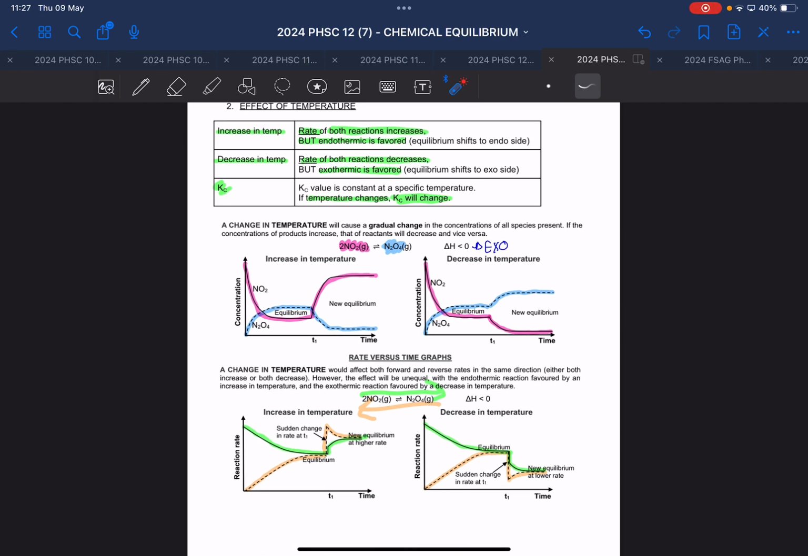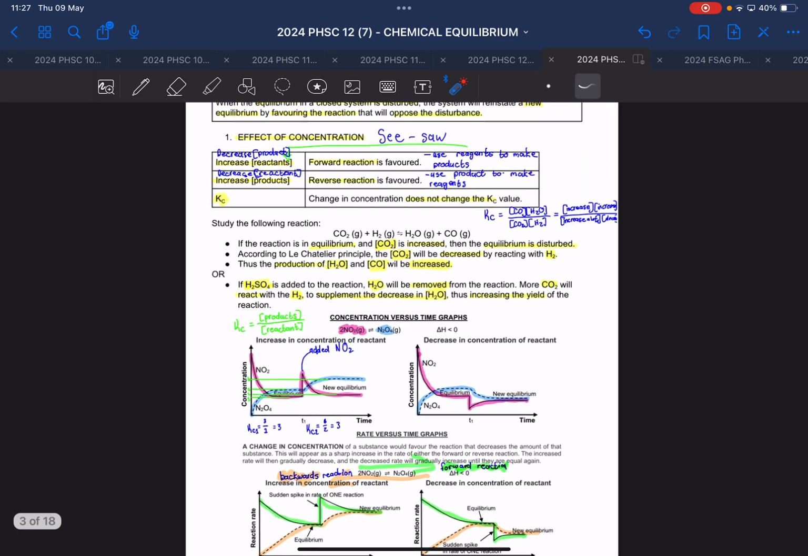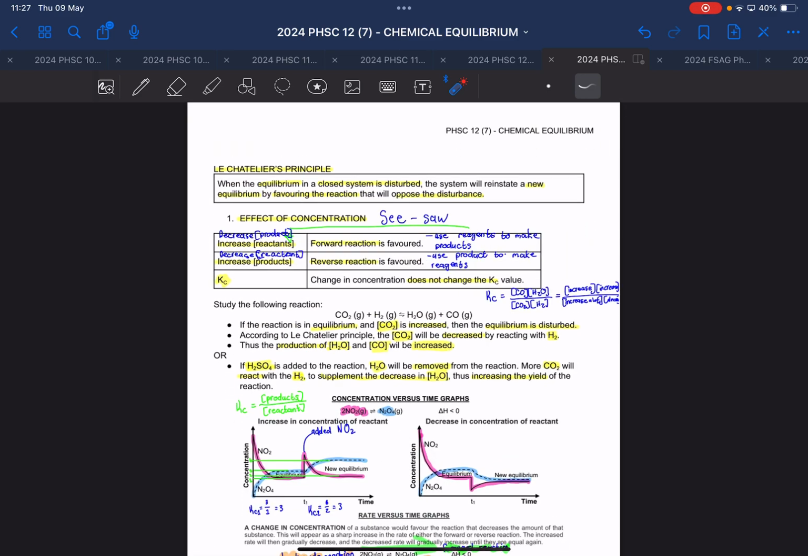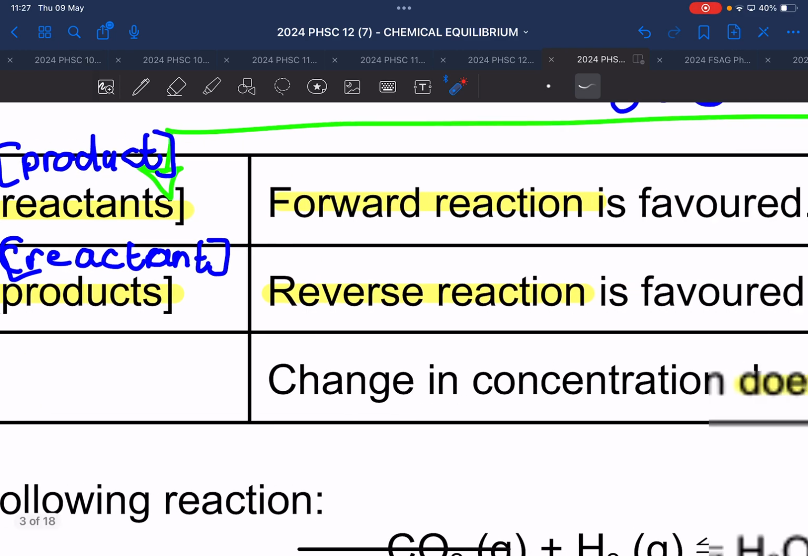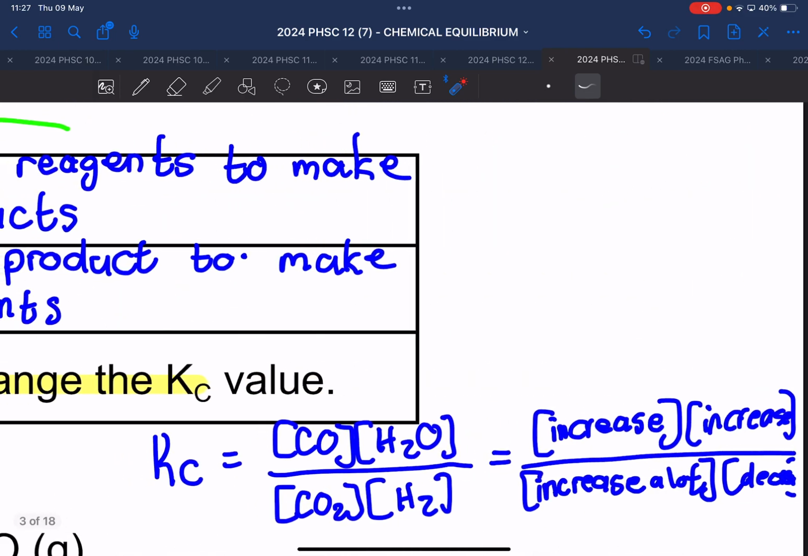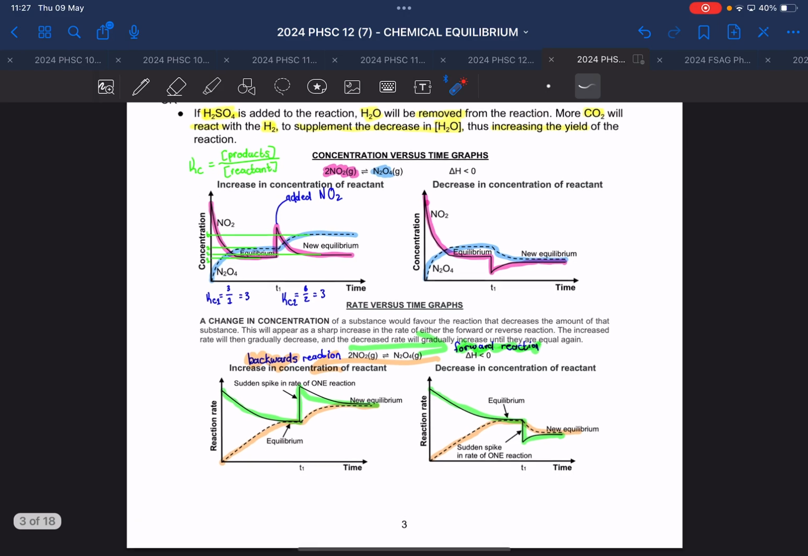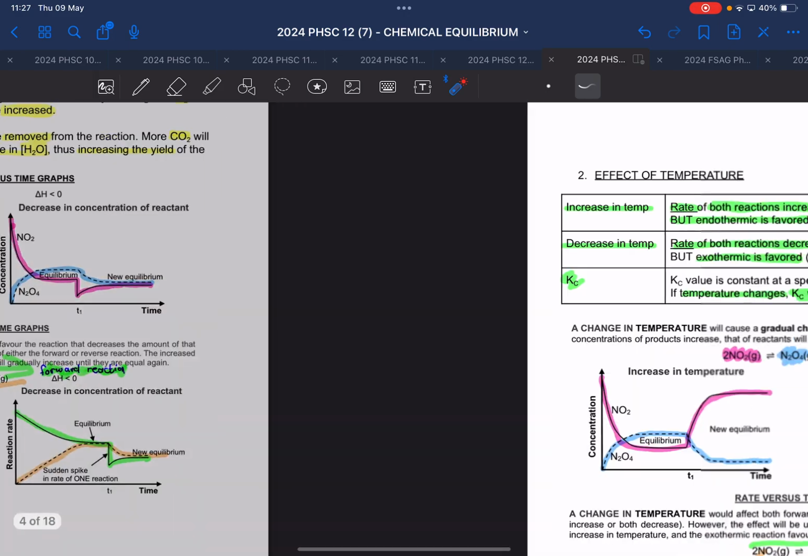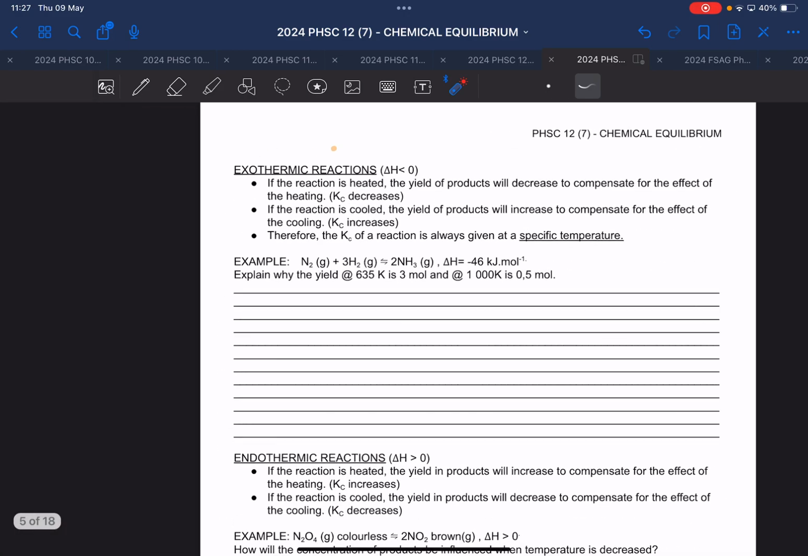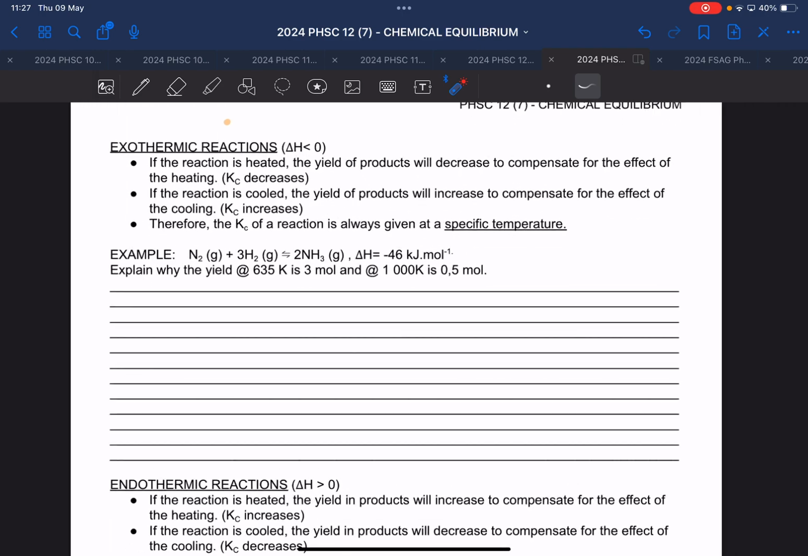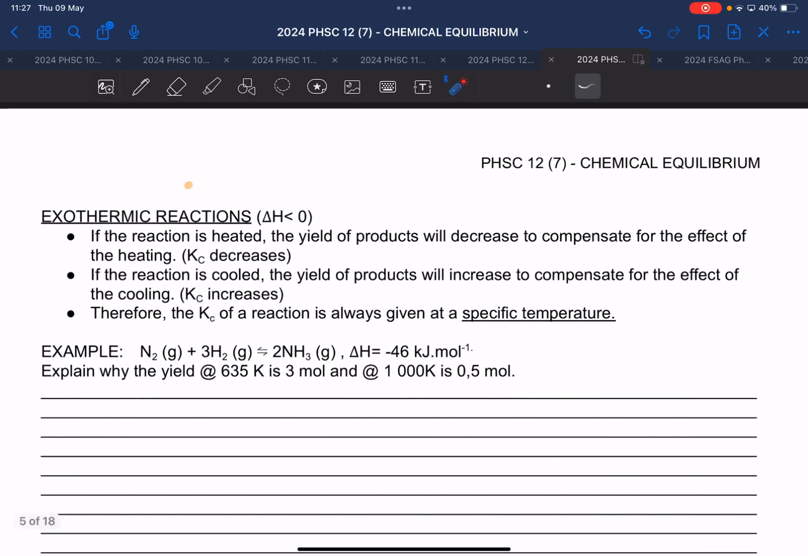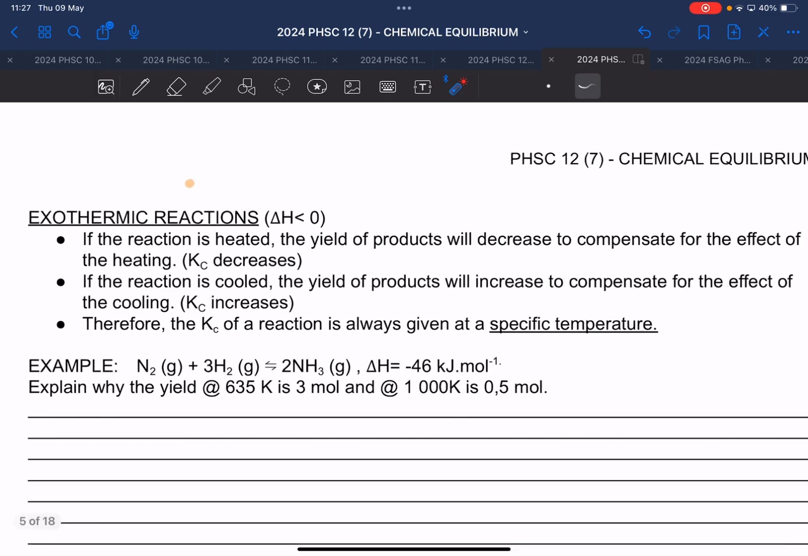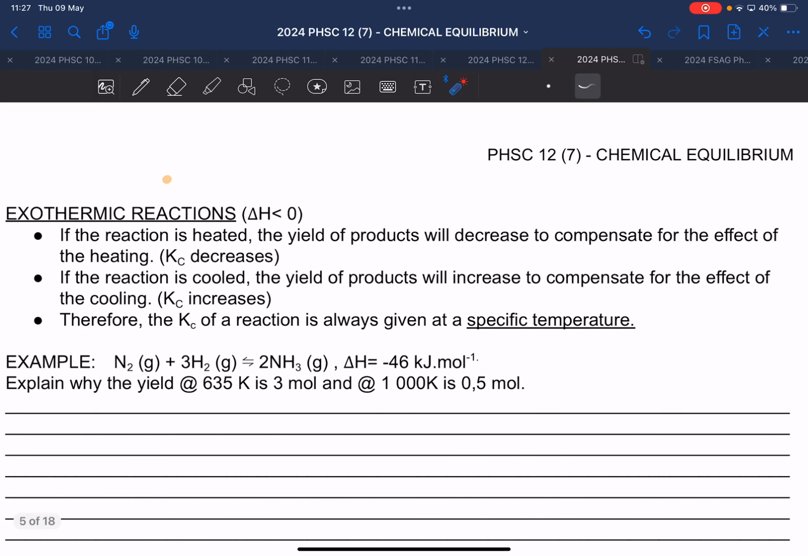It's not that bad, okay? So we looked at concentration. We decreased and increased the concentration of our products and our reactants. We saw what happened to it, and we looked at our graphs and what happens over there. So now we are going to go through two examples here. I forgot this page existed. I thought we were going to the problem now.